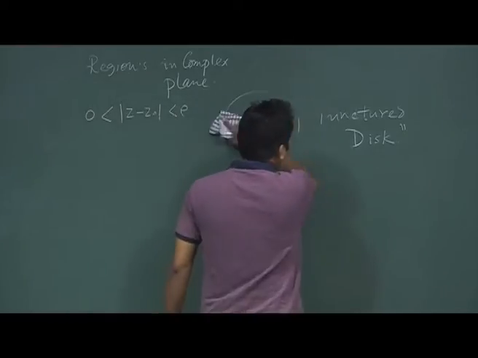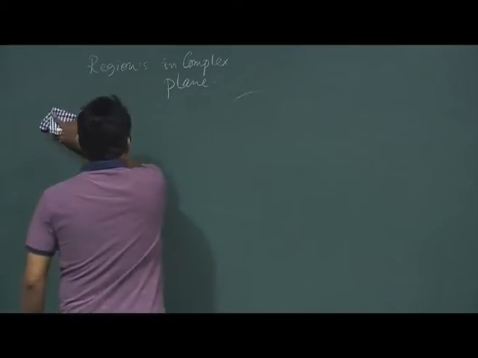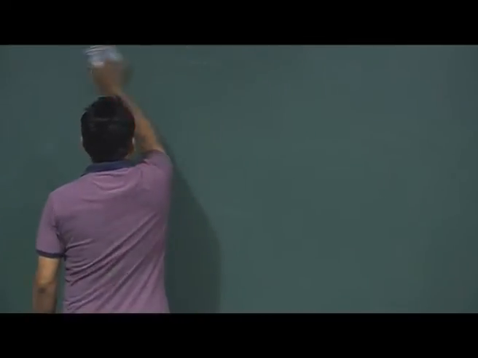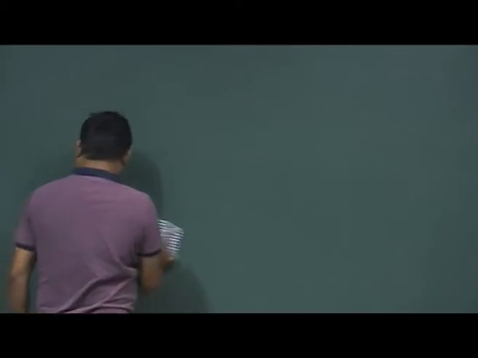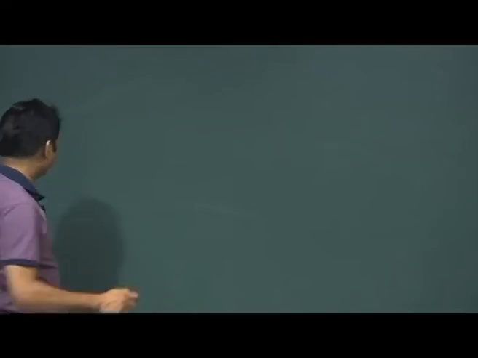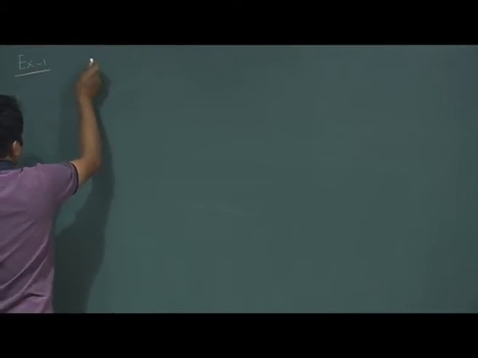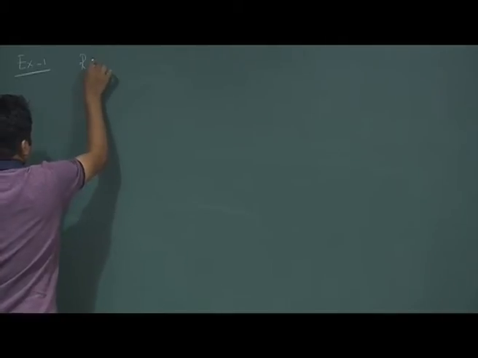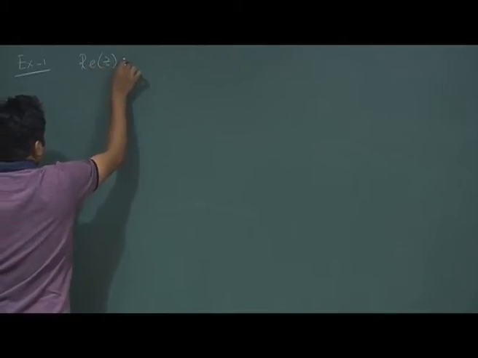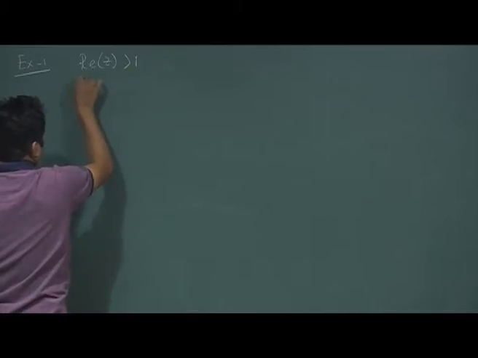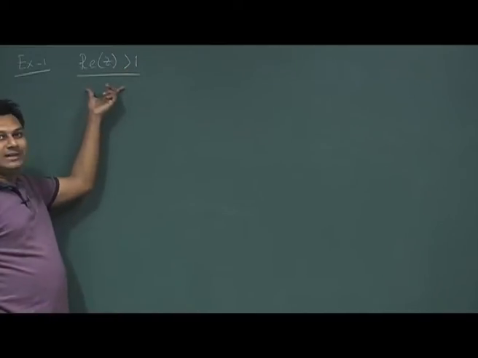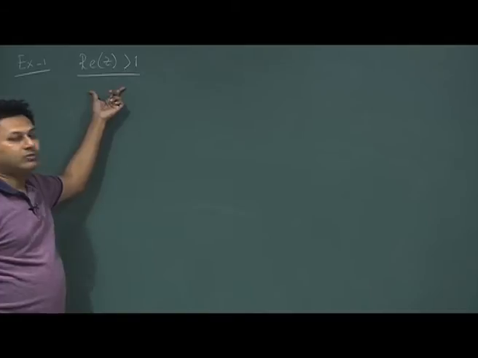After having the knowledge of this disk and all these things, as I mentioned, region in complex plane. So, let me erase this because I need to draw many regions here with the example. Let me start with example 1. What is the region of, say, real z is greater than 1? If you are asked to draw this region in the complex plane, what should be the region?